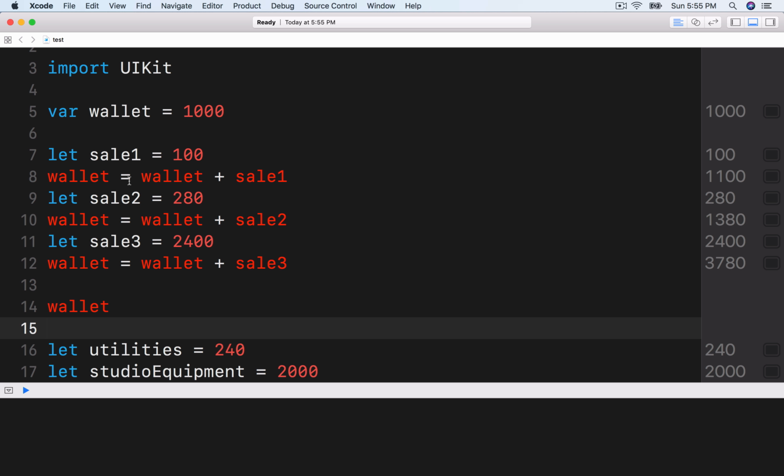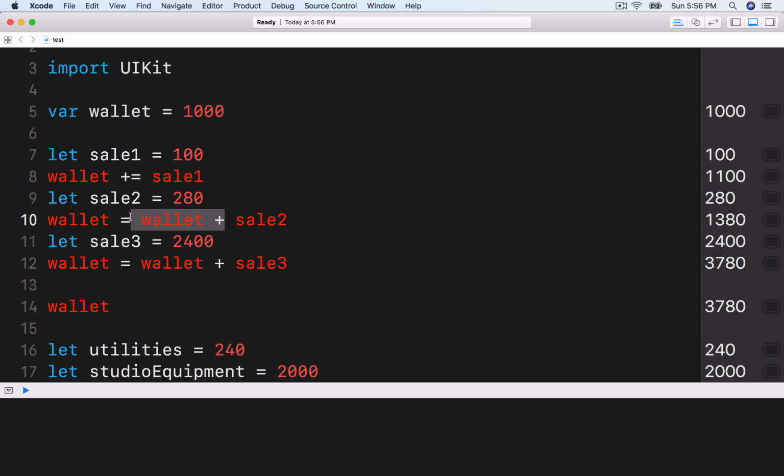This is painful to write, man. Wallet equals wallet plus sale. Wallet equals wallet plus sale. That's why we have something called the arithmetic shorthand. And how that goes is you do the assignment, the arithmetic operator first, and then we follow it with the equal sign. And what this does is it does code in the back where it's saying that wallet is equal to wallet plus whatever you put after it.